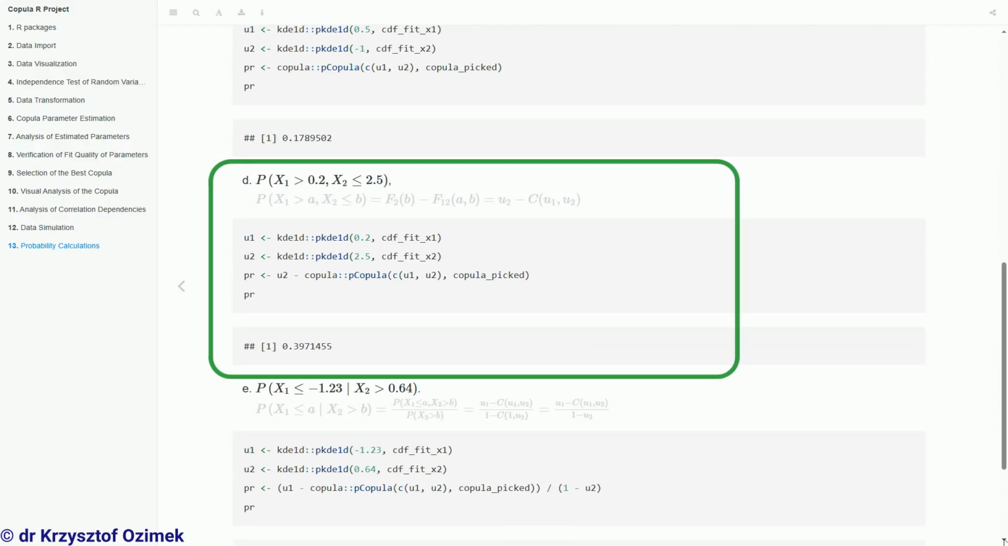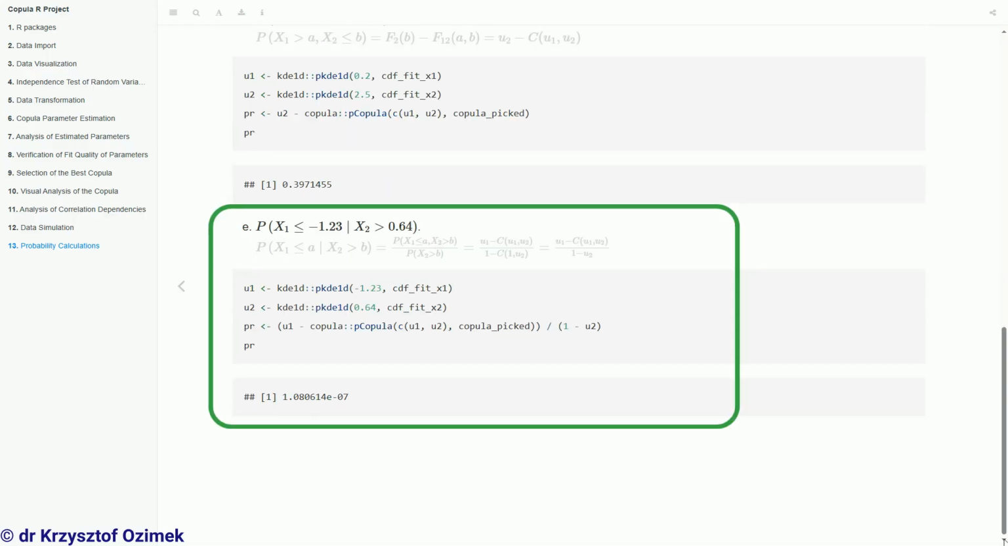In point D, we calculate the probability that x1 is greater than 0.2 while x2 is less than or equal to 2.5. The formula written in gray indicates that this probability is obtained by computing the difference between the marginal CDF of x2 at 2.5, denoted as u2, and the Clayton copula value at point u1, u2, where u1 and u2 are estimated using kernel CDF estimators at 0.2 and 2.5 for x1 and x2, respectively.